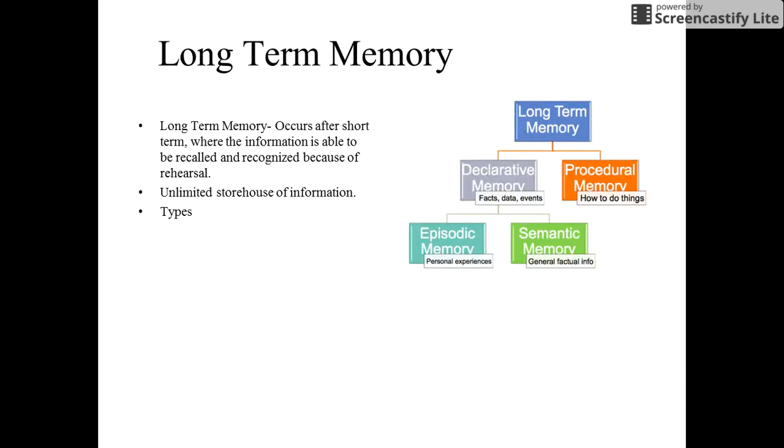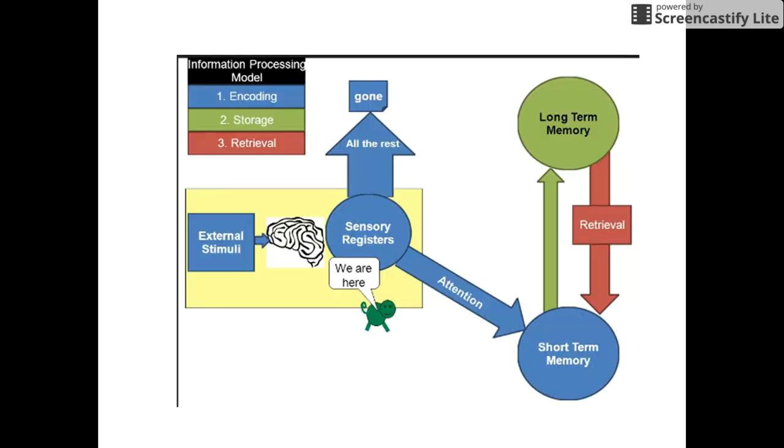Then you have the long-term memory. Long-term memory occurs after short-term, where the information is able to be recalled and recognized because of rehearsal. There's an unlimited amount of storage for your long-term memory, as long as it's rehearsed over and over again. As it says on there, you have different types, and we will go through this in a different presentation. You have declarative and procedural memories, the 2 different types, which we'll break down.